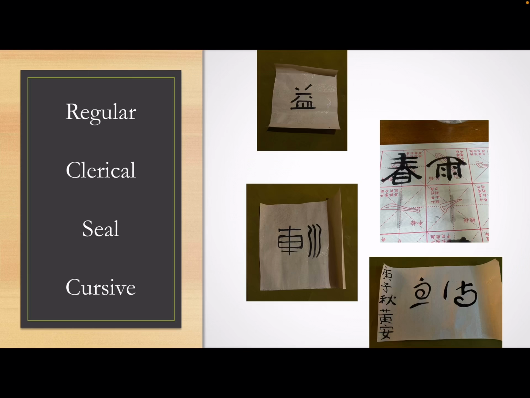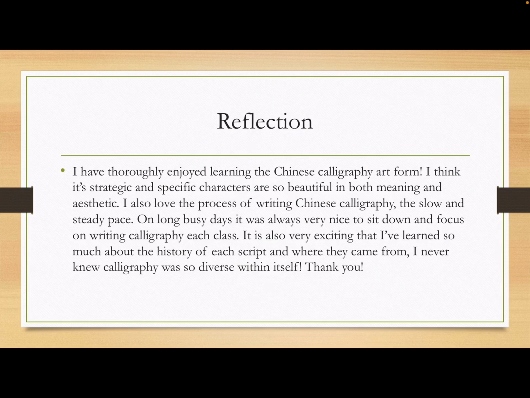And here we go. And here are my scripts. I have regular script at the top, clerical script on the right, and then right below that one on the left is seal script. And on the bottom right, we have my cursive script, which was my name and the date, and the reflection.